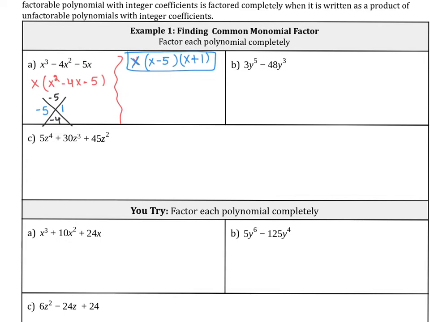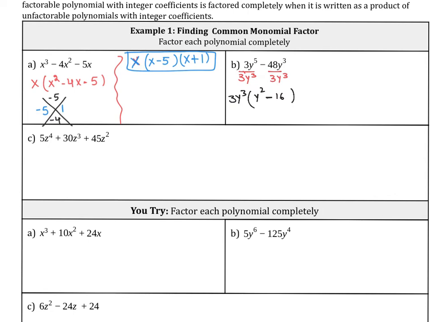For the next polynomial, 3y to the 5 minus 48y to the third, we are going to find the common monomial or common factor. You can see that the common monomial is 3y cubed. You're going to divide both terms by 3y cubed, and you're going to get 3y cubed outside, and inside you have y squared minus 16.